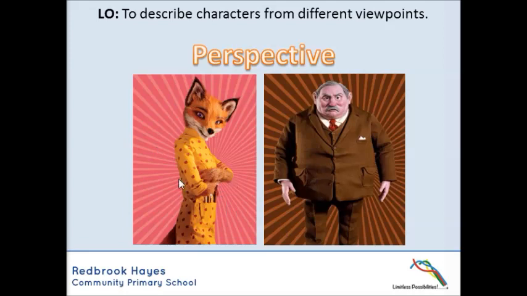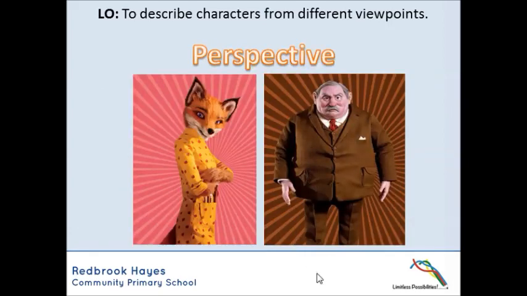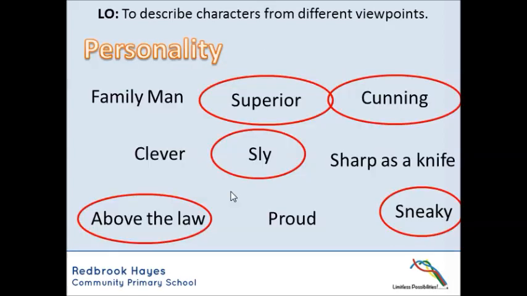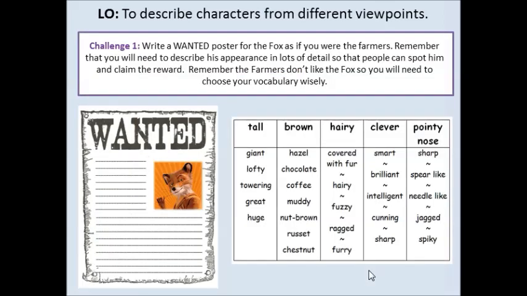But the way that she describes Mr. Fox might be very, very different from the way that the farmers describe Mr. Fox. If we have a look back at those words that we've just been thinking about, the superior, cunning, sly, above the law, sneaky, they might be the words that the farmer uses to describe the fox because he doesn't like him very much. Whereas Mrs. Fox might choose family man, clever, proud, or sharp as a knife, which means super, super clever, because she likes him. So it might be that they choose different words to describe the same character.